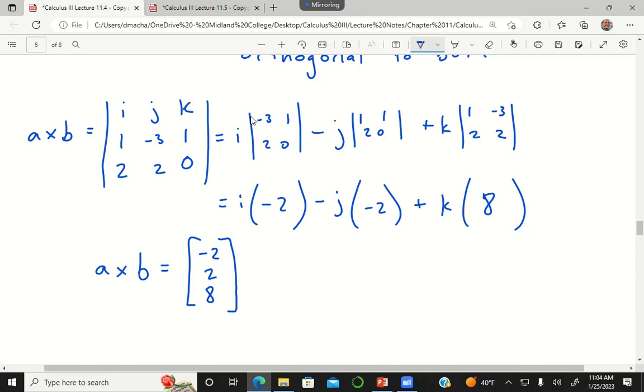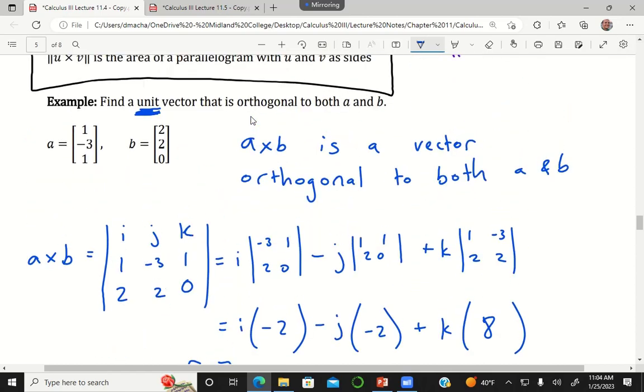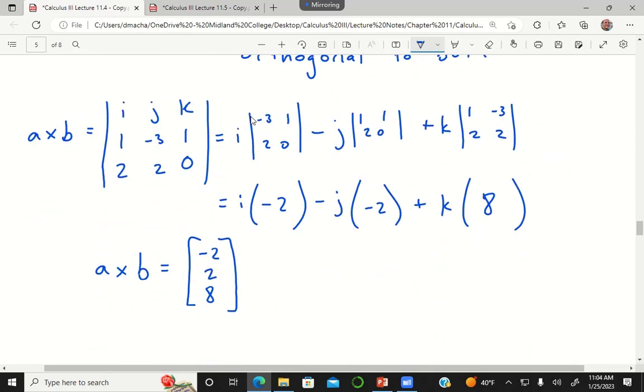And so I know that this vector is orthogonal to both my A and B vector, but my question says find a unit vector that is orthogonal to both A and B. So a unit vector, remember, is just a vector whose norm is 1. And if I find the norm of this vector A cross B, that's not going to be 1. That's going to be a pretty large number. So we just need to normalize this to get my answer.